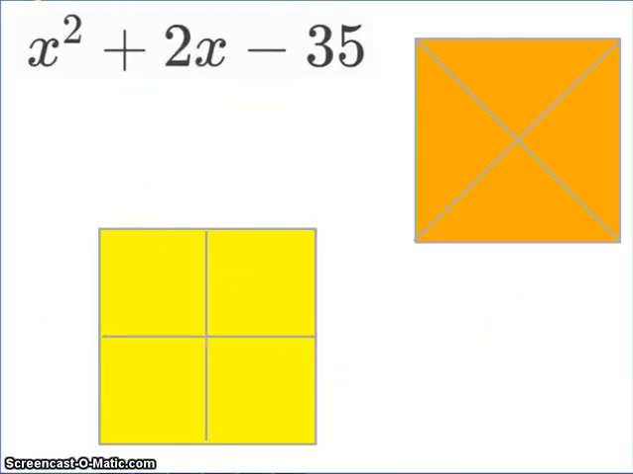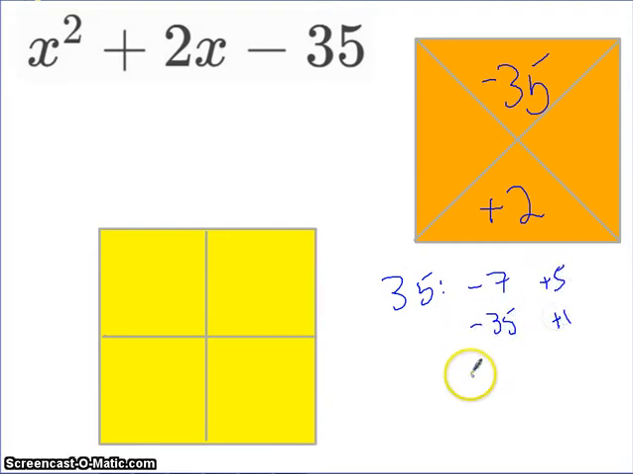Trying to multiply two numbers to make negative 35 as a product, and then they add to make positive 2. Now this is negative, so one of my two factors needs to be negative and the other one positive. The factors of 35 are negative 7 and positive 5, negative 35 and positive 1, and then it could also be positive 7 and negative 5, and positive 35 and negative 1. So when I multiply 7 times 5, I get 35.